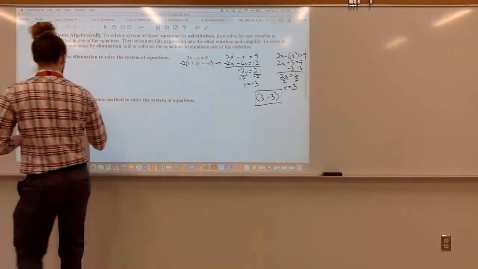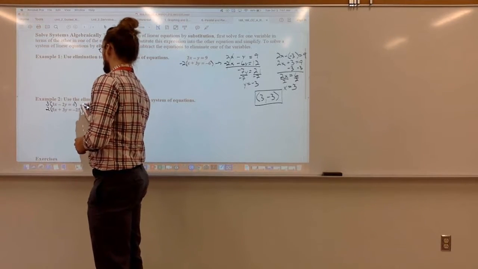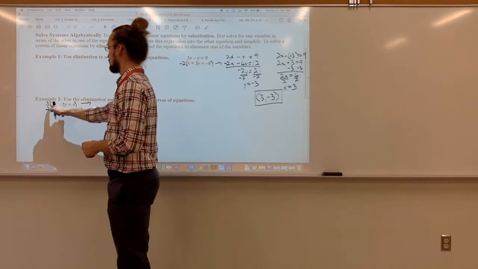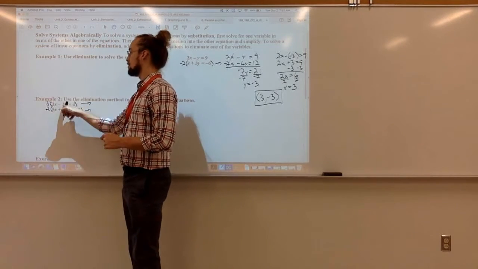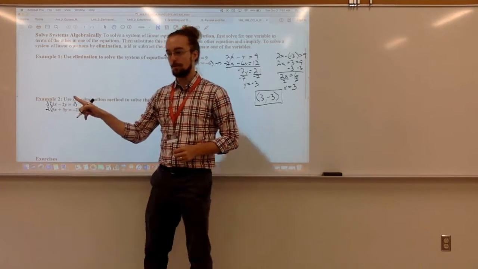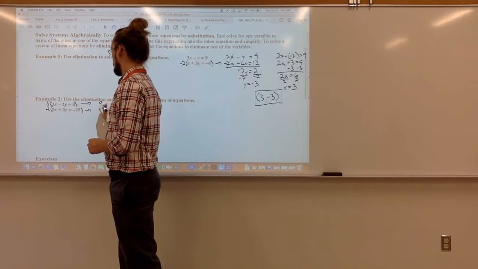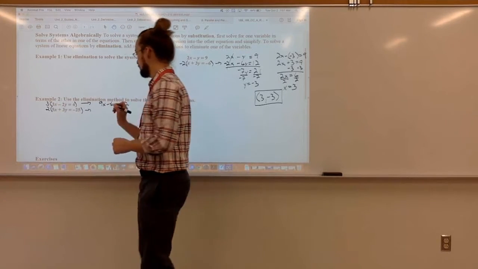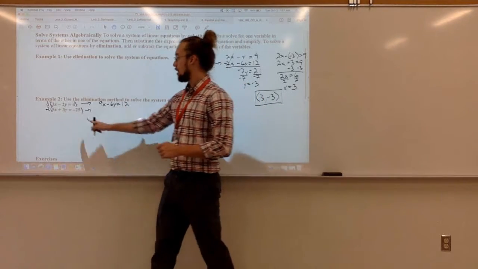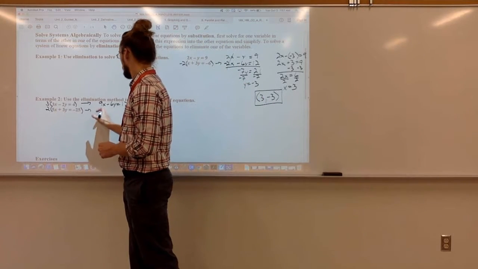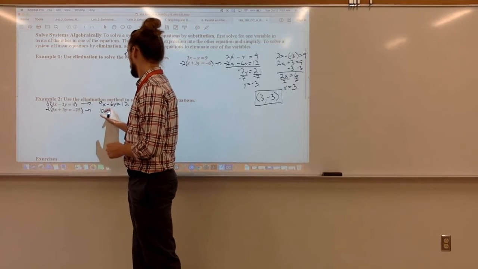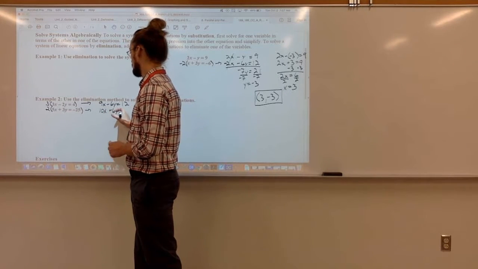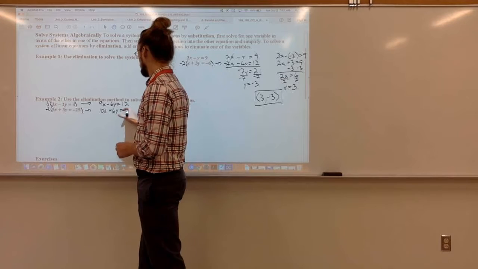Okay, so let's see what happens then when I multiply these numbers through. So remember, I'm multiplying this 3 to everything here. So this will become 9x minus 6y equals 12. And then this one will become 10x plus 6y equals negative 50.